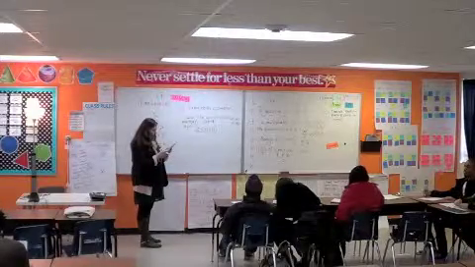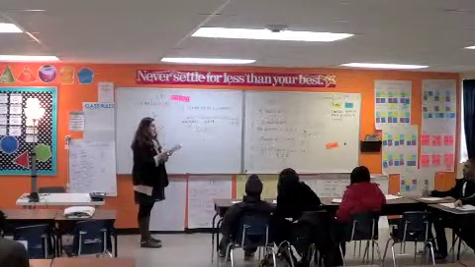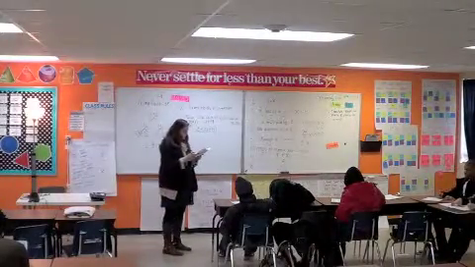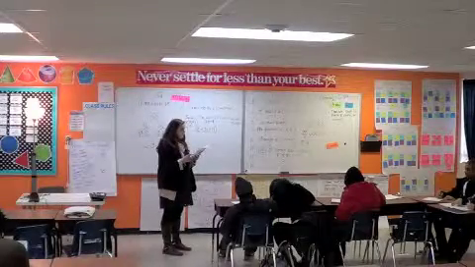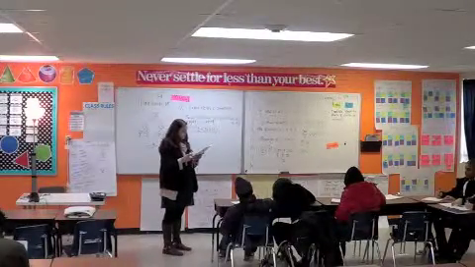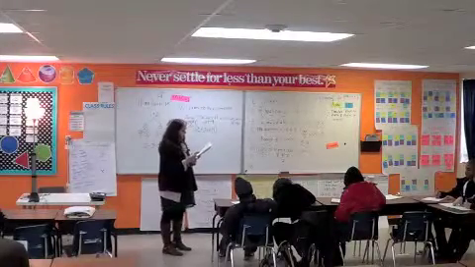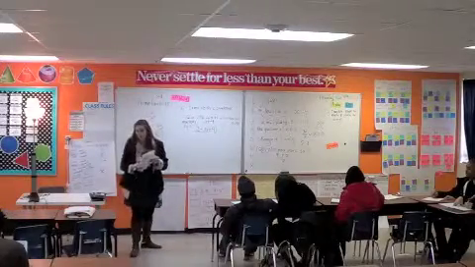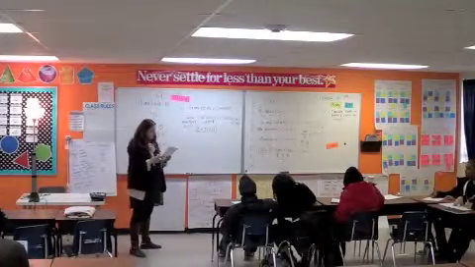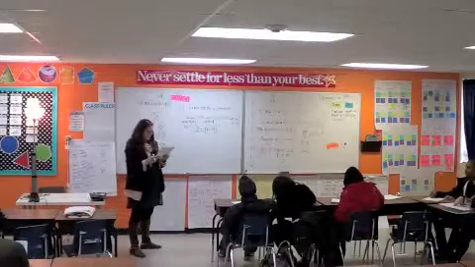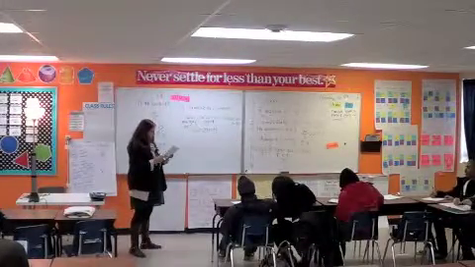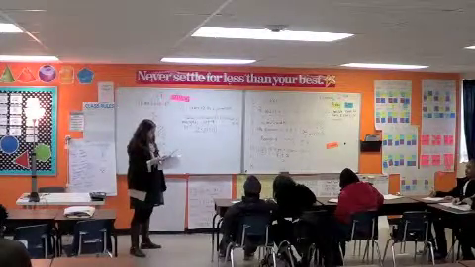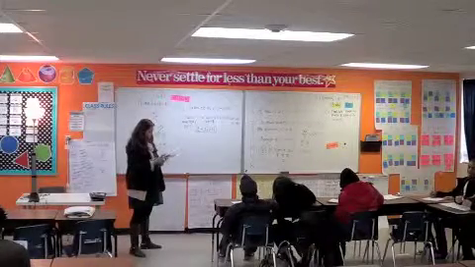Alright, this one's verbal. Ready? 9 less than the total of a number and 2. 9 less than the total of a number and 2, plus x. Okay, number 2.